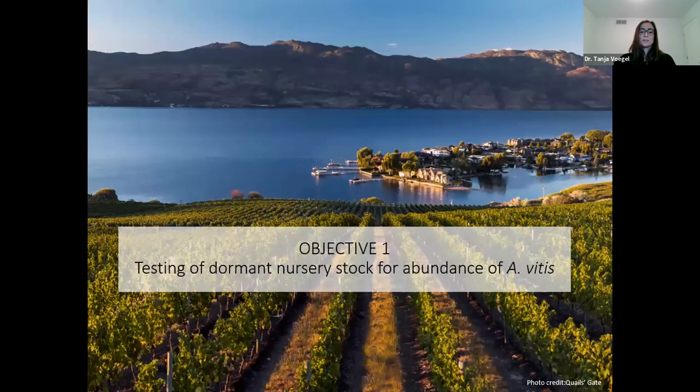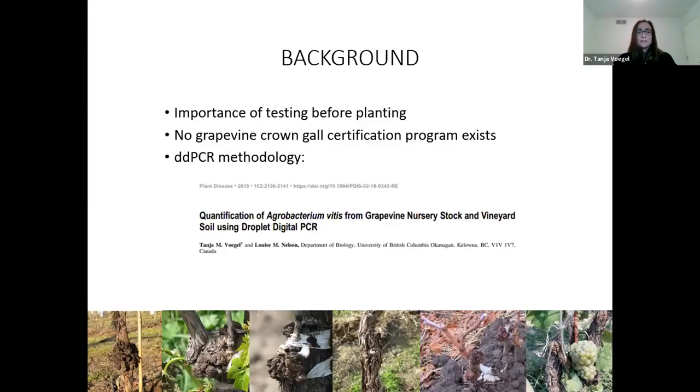I'm jumping right into objective 1, which was looking at the nursery stock. Like Judit said, testing is very important, because sometimes nursery material can be infected with crown gall, but because the nursery is maybe in a warmer climate, symptoms never appear. If cold climate regions purchase nursery material and it is planted, the plants may experience freeze injury and symptoms occur. So testing is important to have an idea of the health status of the nursery material before it goes into the ground here.